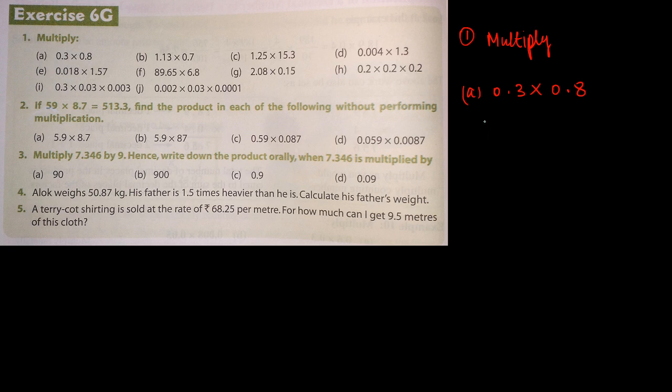And what is that method? Just forget about the decimal. Don't think that there is a decimal. Just think it is 3 into 8. So 3 into 8 is 24. Now, as this decimal is after one digit and this decimal is also after one digit, in total you have to put the decimal after two digits in your answer. So 1, 2, you will put a decimal here in your answer and then 0 here, so your answer is 0.24. This is the answer.